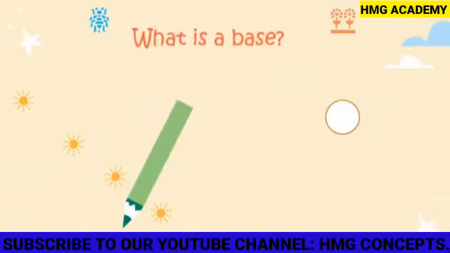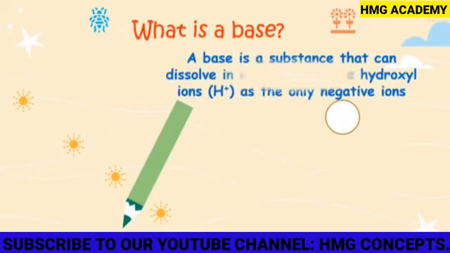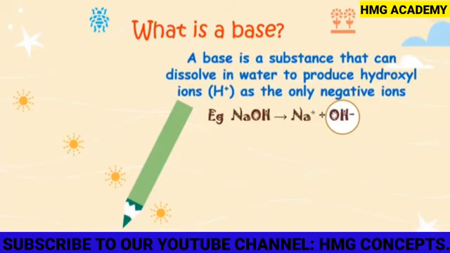So, what is a base? A base is a substance that can dissolve in water to produce hydroxyl ions, that's OH- ions, as the only negative ions. An example, NaOH will dissolve to give us Na+ plus OH-. That's the OH you can see in that white circle. An alkali, on the other hand, is a base, but it is a soluble base.